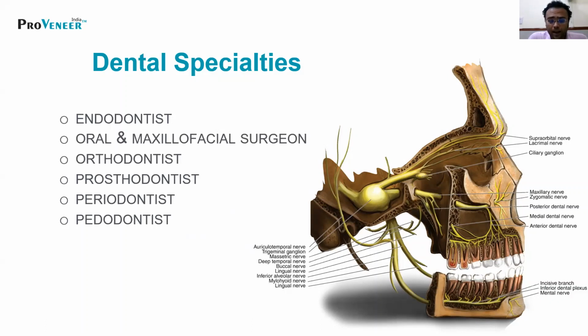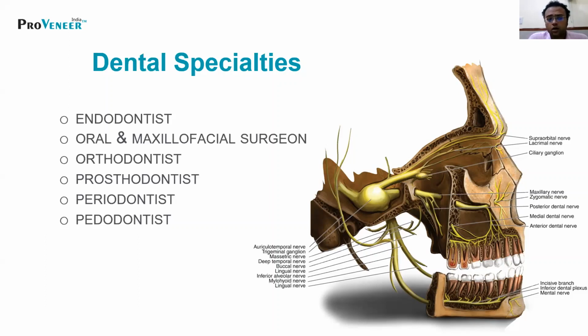Then comes the oral and maxillofacial surgeon. In this branch, the dentist takes care of your maxillofacial structures. What are the maxillofacial structures? They are your maxilla, your eyes, your skin, your mandible, overall. So they do cancer surgeries, trauma surgeries, as well as tooth extraction and implantology. Anything related to the surgical aspect, we go to an oral and maxillofacial surgeon.